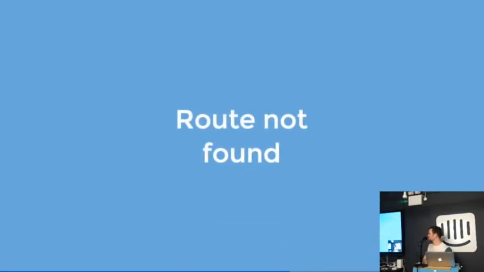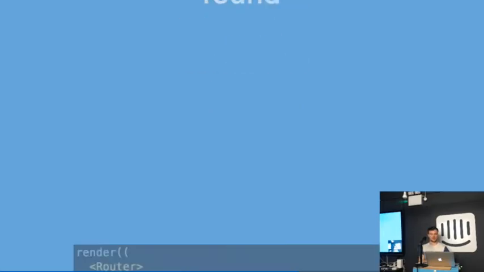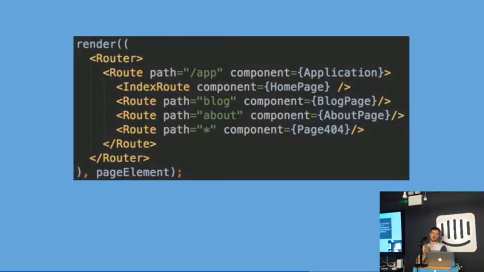Another React Router concept that it allows you to use is route not found. For example, if somebody hits a page that you haven't got defined, so we've got a number of routes defined, but let's say they hit /app/ASDF, we can set up a page 404 component. You can see it on our last route that's defined there, and it'll redirect to that page. So anything that's not defined will go to our page 404.